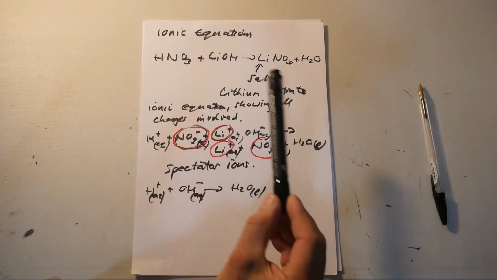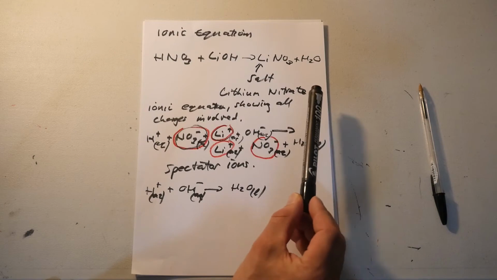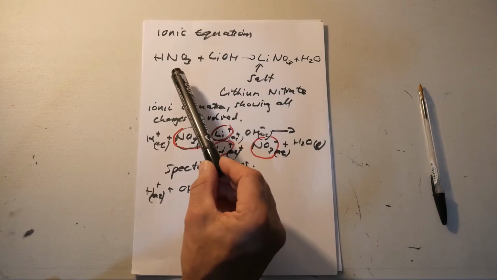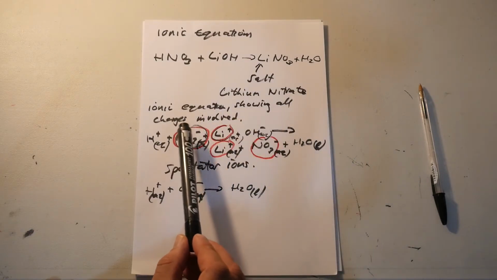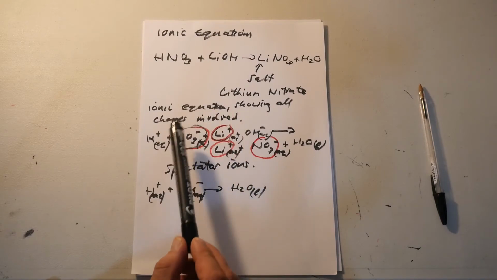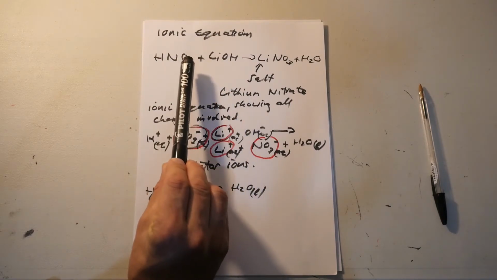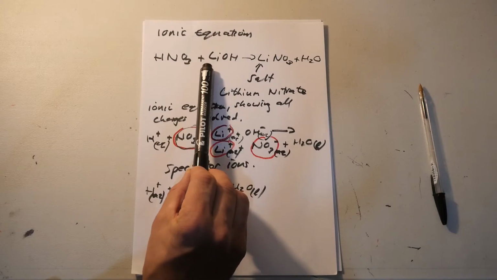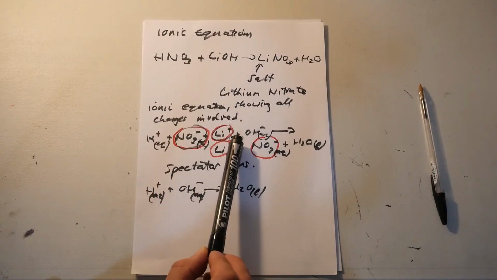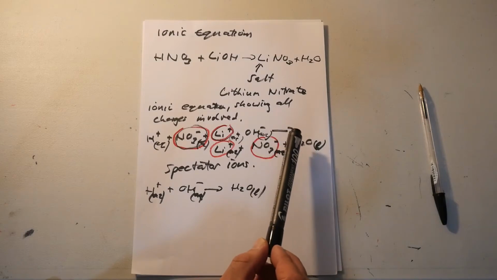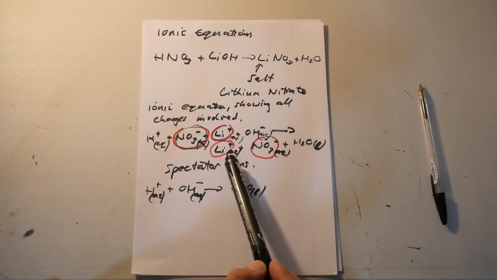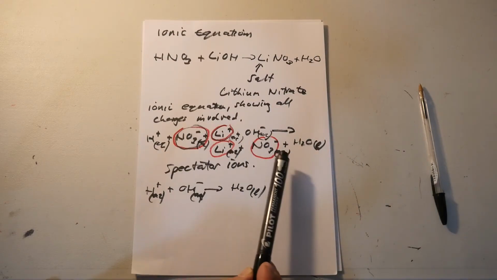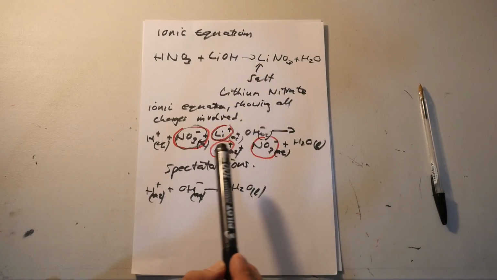Ionic equation, so the next example is nitric acid plus lithium hydroxide becomes the salt lithium nitrate plus water, okay? If you write this out as an ionic equation, showing all the charges involved, like I did before, you get hydrogen plus nitrate ion, NO3 minus, which are aqueous, plus the lithium ion aqueous, plus hydroxide ion aqueous, goes to the lithium ions plus the nitrate ion plus water, okay? So again, nitrate and lithium ions are on both sides of the equation, therefore they are spectator ions.